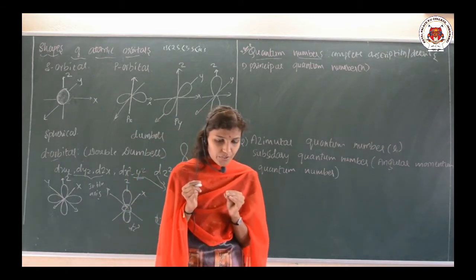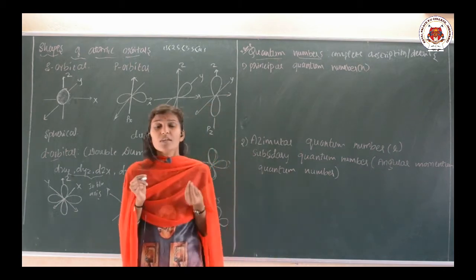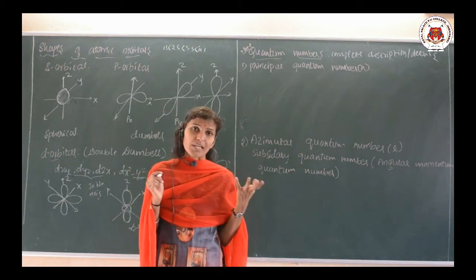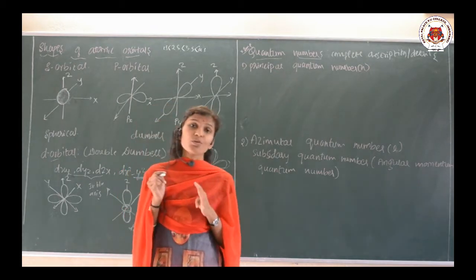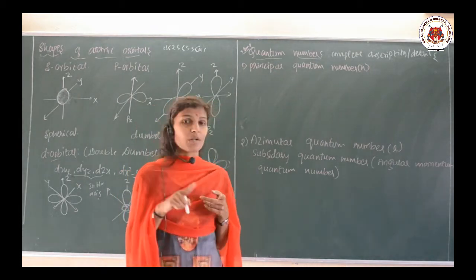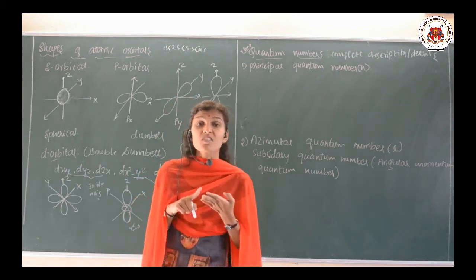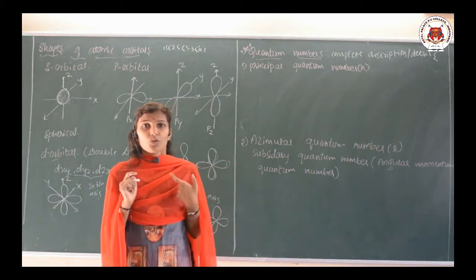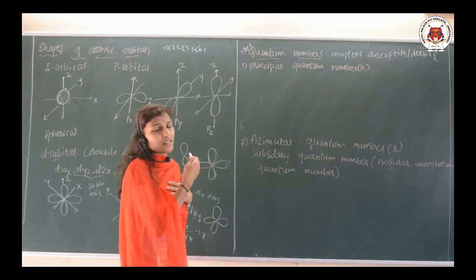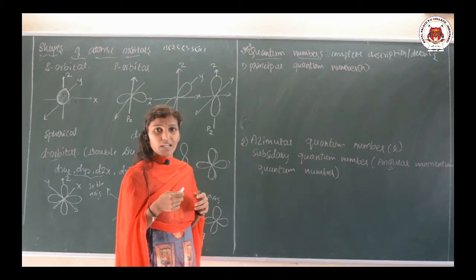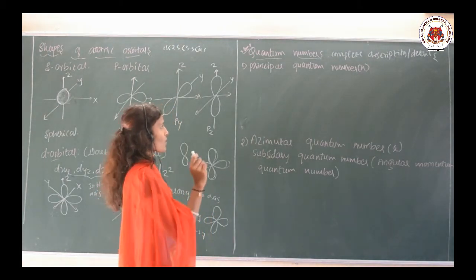Are you getting my point? So, what are quantum numbers? A set of numbers which gives the complete description of an electron are said to be quantum numbers, and there are 4 types: principal quantum number, azimuthal quantum number, magnetic quantum number and spin quantum number. So, let us discuss what these exactly give information about regarding an electron. Let us go for the first one, that is principal quantum number.